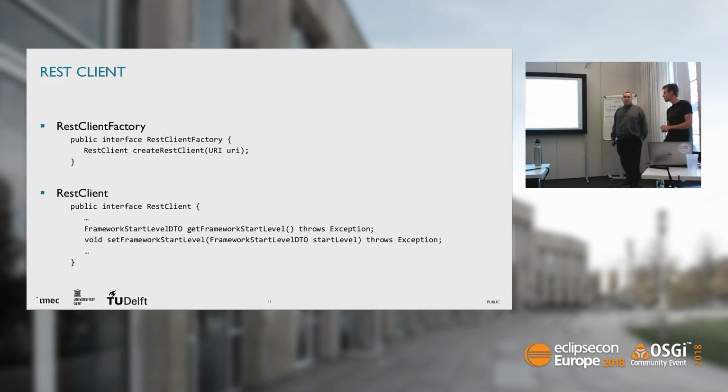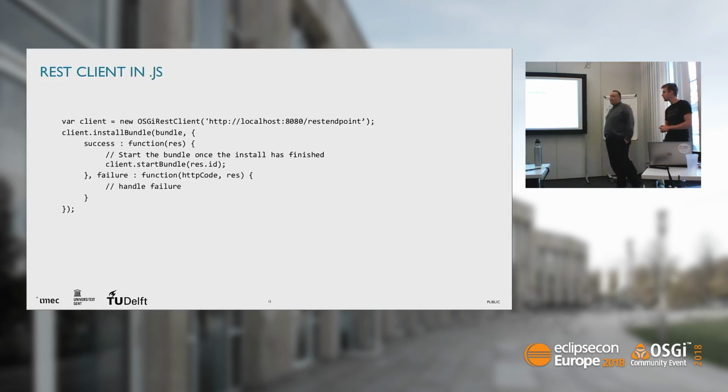Now, I promised that we wanted to aim for language independence. So one language is not really proof of that. We also went through the interesting effort of writing a REST client in JavaScript. And this one has a slightly different style that is more true to the language because it uses more of an asynchronous callback-based or promise-based mechanism to interact with the framework. So we have an OSGi REST client object that you can instantiate. Again, you give it the base URL, and then you install a bundle by giving it a bundle, and also a callback structure in which you have a success and a failure function.